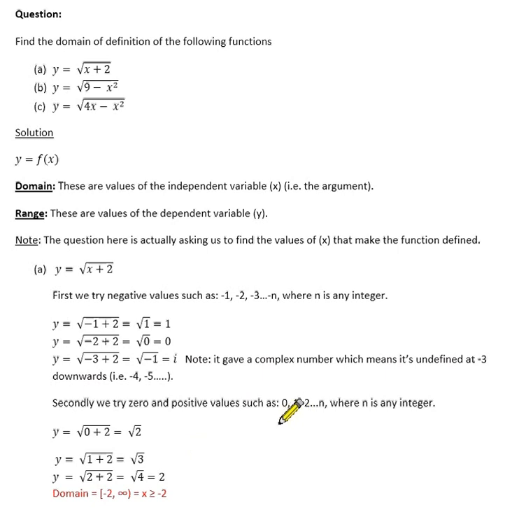If we notice, if we plug in any positive values like 3, 4, 5, 6, 7, 8, 9, 10 down to positive n, we are going to get a defined function. So we can write this in interval notation as square bracket minus 2 comma positive infinity and close our bracket. We can also write this in inequality form as x greater than or equal to minus 2.